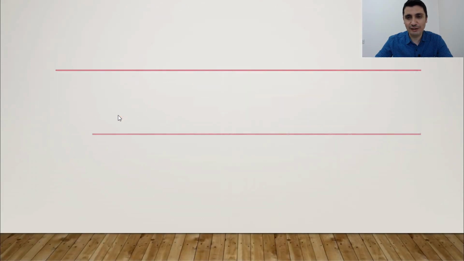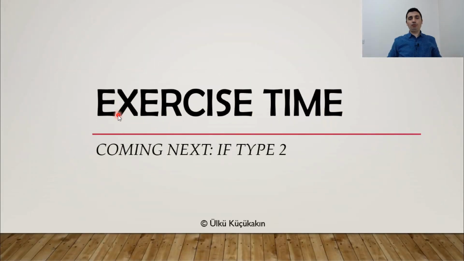Now that's quite funny. All right, so far we looked at if type 0 and if type 1. Let's do some exercises on these two, and after the exercises we will have a look at if type 2.